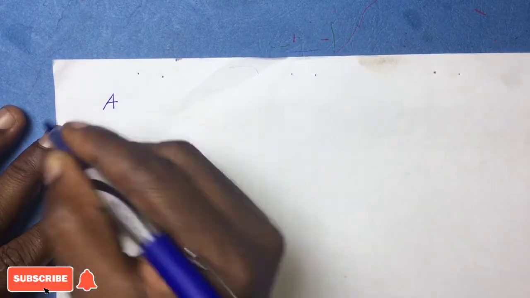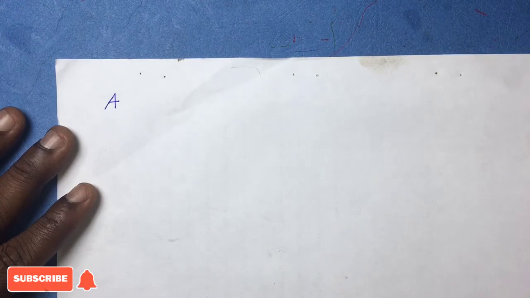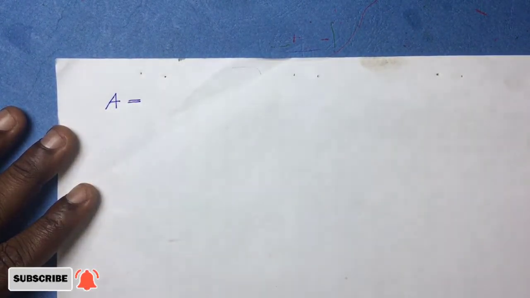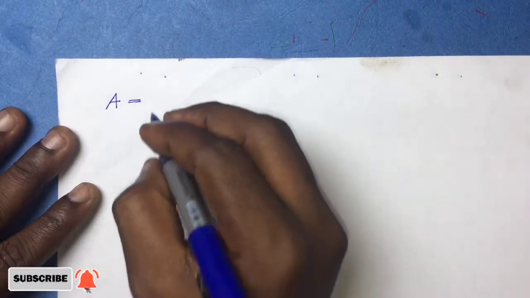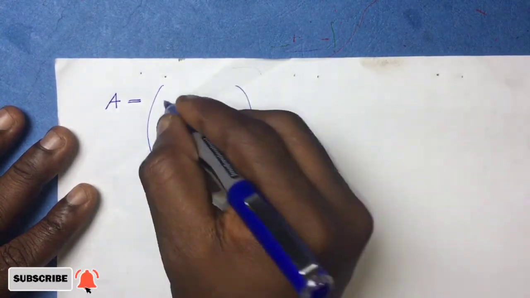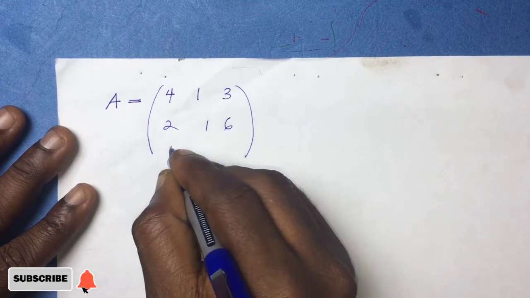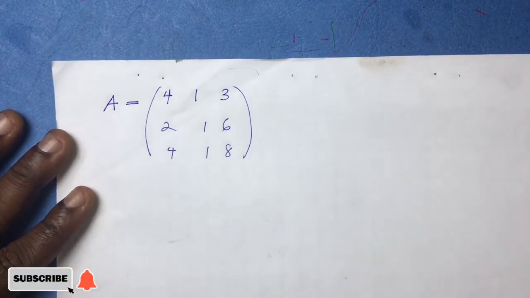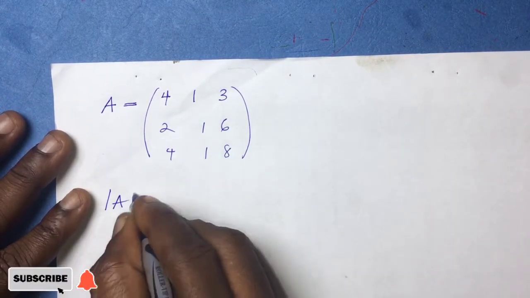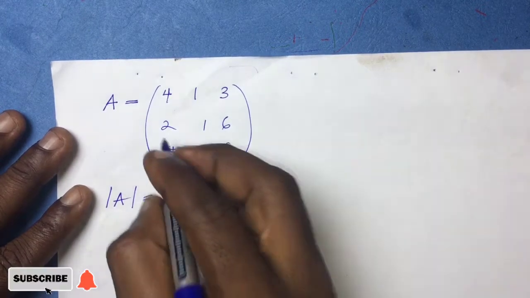In my example, I'm going to show you at random along the first row and possibly along the first column, so you do that for the other ones. I'm going to use an illustration here. Let's say we are given 1, 3, 2, 1, 6, 4, 1, 8. Now the determinant of this matrix will be along the first row.